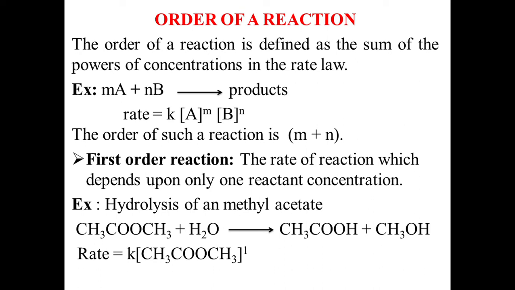Next we will come to the first order reaction. First order reaction means the rate of reaction depends upon only one reactant concentration. Example, hydrolysis of methyl acetate. When methyl acetate reacts with water, it gives acetic acid and methanol. Now we will write the rate expression. Rate equals k, concentration of CH3COOCH3 to the power of 1. This is the first order reaction.